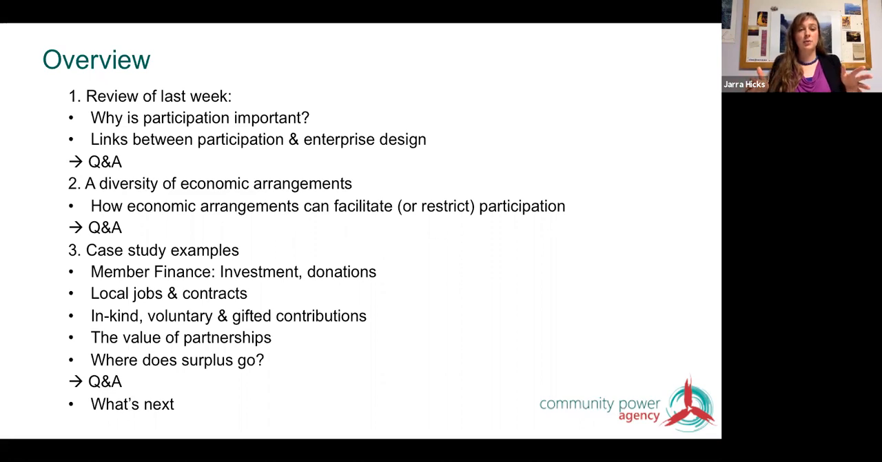I'll give you examples of member-based finance, including investments and donations, local jobs and local contracts, the value and contribution of in-kind and voluntary labour and gifted contributions. And we'll look at the value of partnerships, and also where your surplus goes. So surplus is often referred to as profit, but surplus is everything that's left over after you've covered your costs. What happens to that?